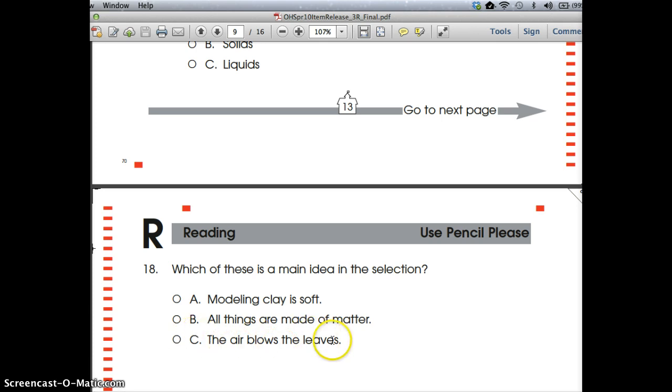So this is a main idea. Which one do you think is the biggest idea here, the main idea? If you picked B, all things are made of matter, you are right. And the keyword clue here was all things. That's kind of a nice keyword for a main idea. So that's B. If you picked B, put a star or a check mark. If you did not, fix it.